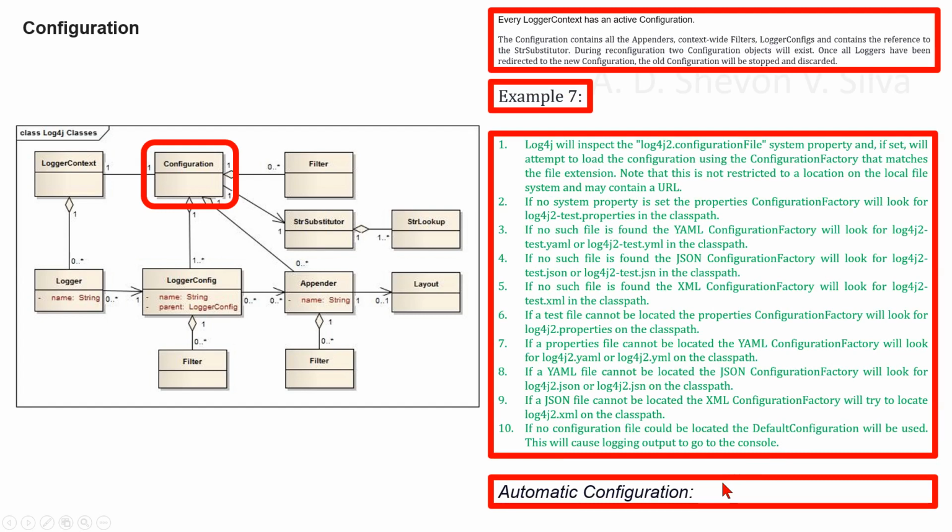As example 7, we can consider automatic configuration. Log4j has the ability to automatically configure itself during initialization. When Log4j starts, it will locate all the ConfigurationFactory plugins and arrange them in weighted order from highest to lowest. As delivered, Log4j contains four ConfigurationFactory implementations: one for JSON, one for YAML, one for properties, and one for XML.